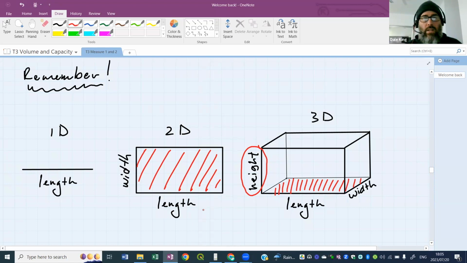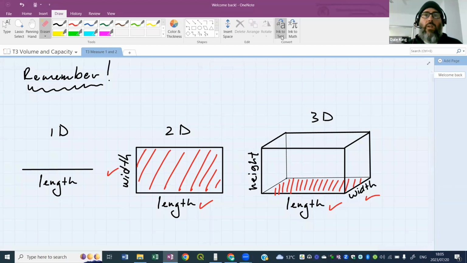So there is the length there, there's the length there, there's the width there, there's the width there. So I'm just relating the length and the width in the 2D shape on the left to the length and the width in the 3D shape on the right.